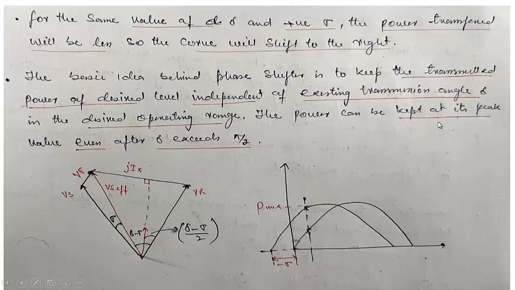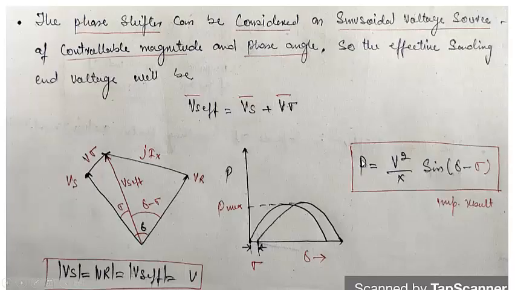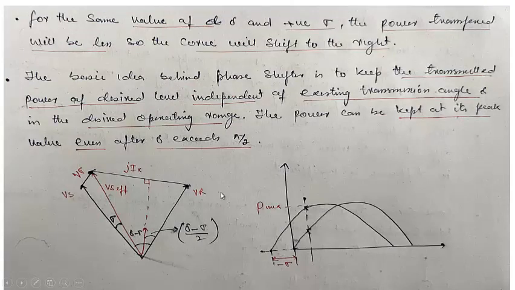One more thing, the power can be kept at its peak value even after the delta exceeds pi by 2. So we can keep it at the peak value. That means we can keep delta to be equal to 90 degrees, but overall angle will be 90 minus some sigma depending on the value of the sigma. But you will see that overall angle, which is actually the angle that is seen between this V sigma and VR, will be less. Now this is the case when sigma is introduced of negative value. In that case, this power curve will shift towards the left.